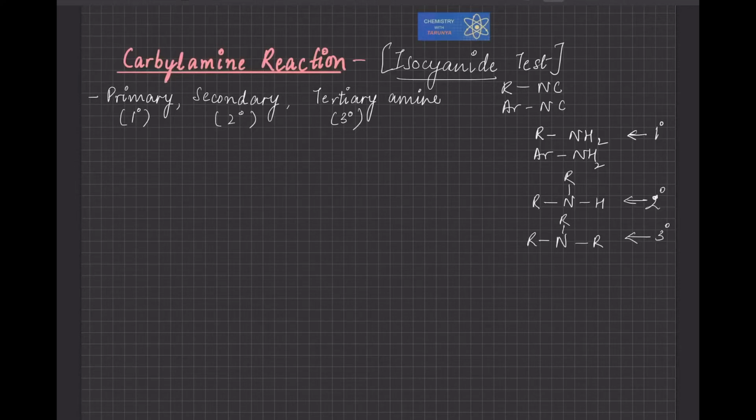Now why is it used to distinguish? Because only and only primary amines give this test. They form isocyanide, which gives a foul smell.